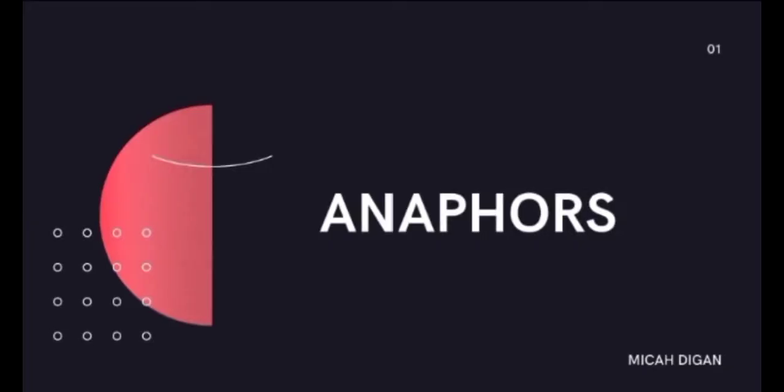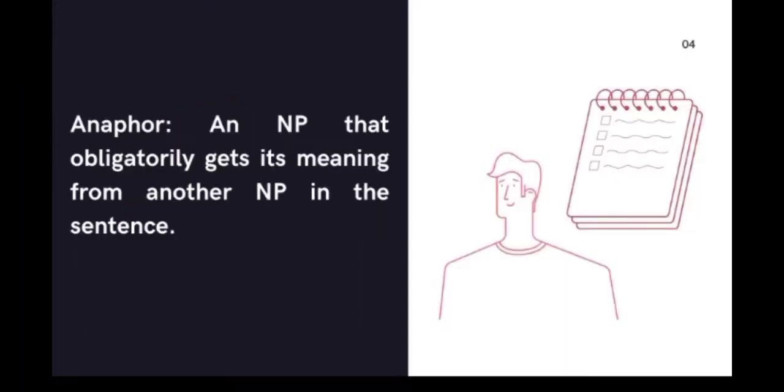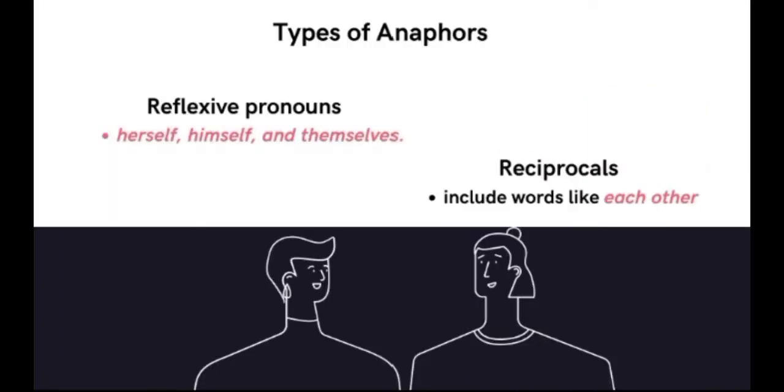Thank you. So now let's proceed to anaphors. Anaphor: an NP that obligatorily gets its meaning from another NP in the sentence. There are actually at least two different kinds of anaphors. One type is the reflexive pronouns like herself, himself, and themselves. The other kind are called reciprocals and include words like each other. For our purposes, we'll just treat this group like a single class, although there are minor differences between the distribution of reflexives and reciprocals.